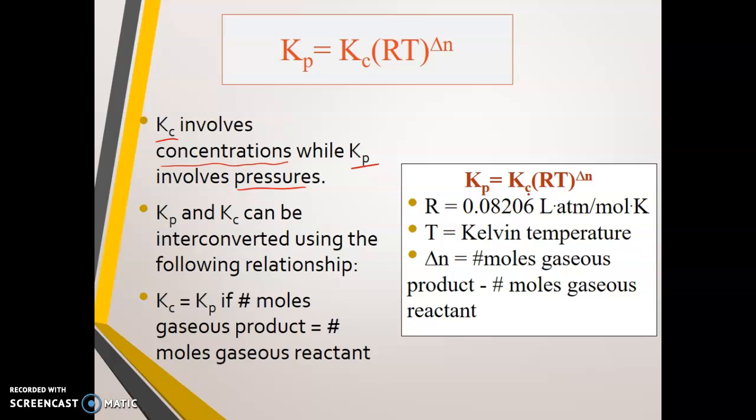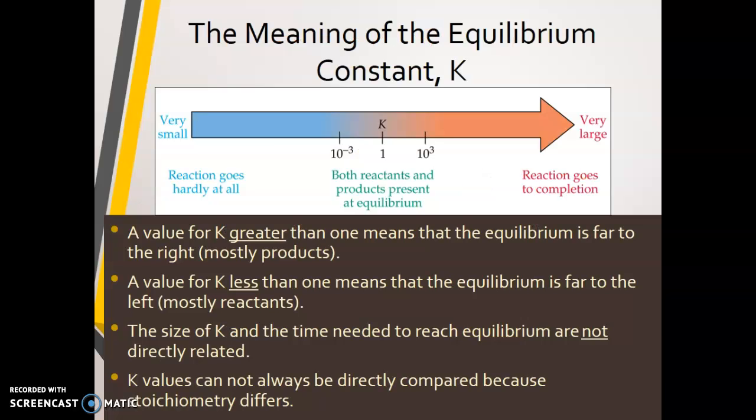So Kp is equal to Kc times the gas constant R, so not the 8.314 that we've been using, but the 0.08206 liters times atmospheres per mole times Kelvin, times your temperature in Kelvin, raised to the power of the change in your moles. So you're going to take the number of moles of gaseous product minus the number of moles of gaseous reactant.